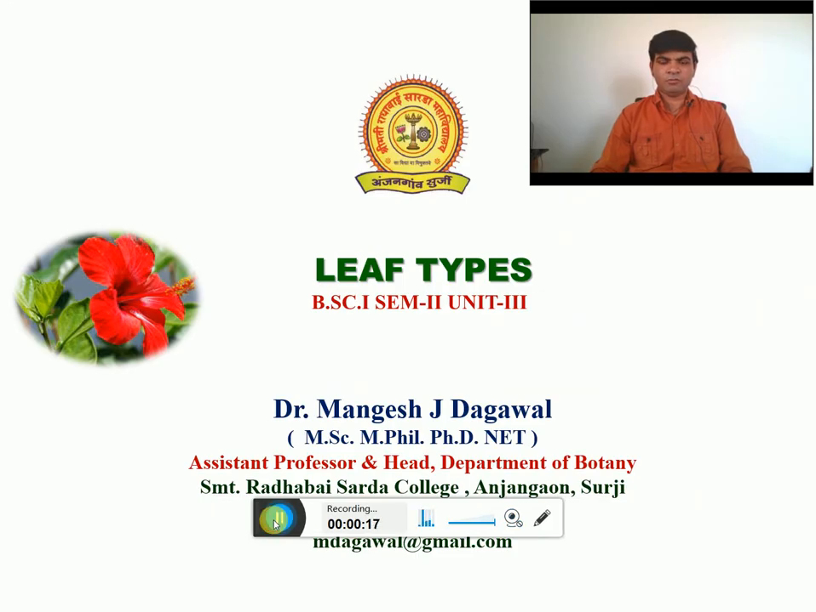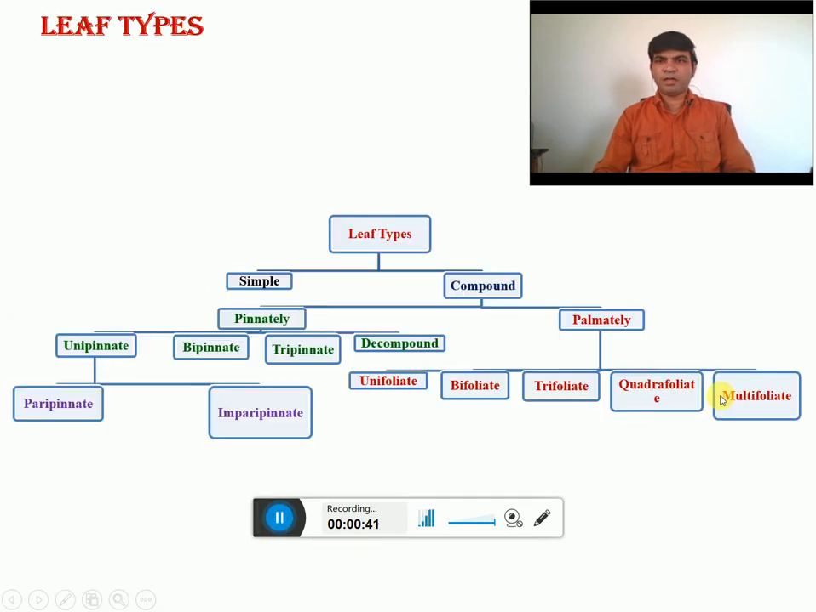Leaf is the flattened lateral outgrowth of the stem, which is formed on the branch or which is developing from the node of the stem and having a bud in the axil. There are different types of leaves. These leaves are classified into simple and compound leaves.